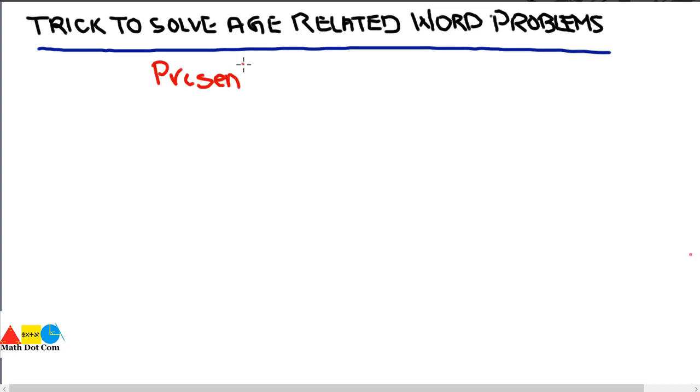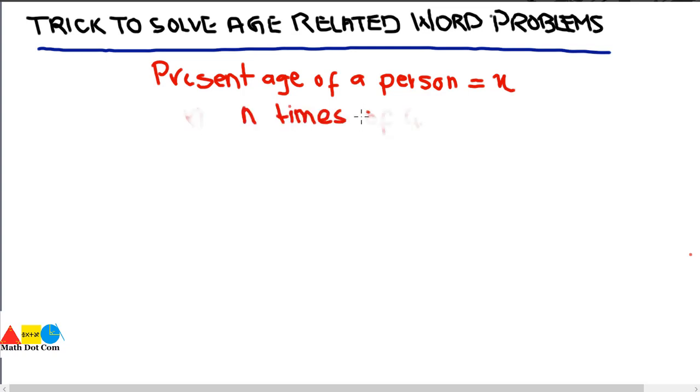So the present age of a person is, let's say, X. Now in relation to this X, if the statement in the question is n times the present age, then the equation should be like nx. It means that n should be multiplied with x, the present age, or whatever age is given.